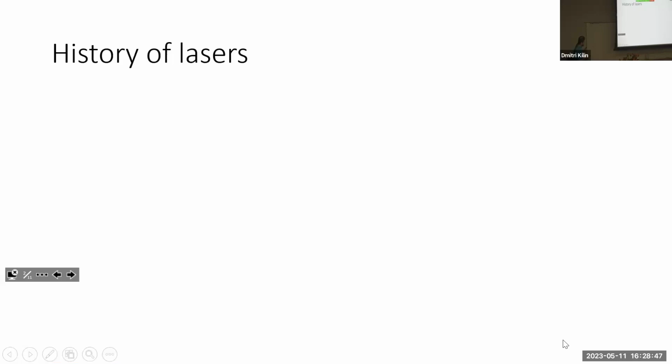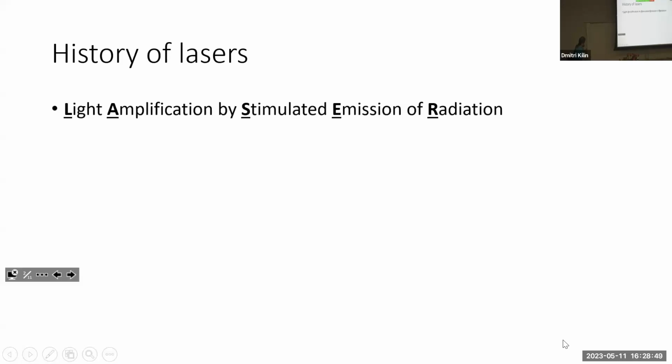And some brief history of lasers. Sorry. So it's light amplification by stimulated emission of radiation. What does that exactly mean? It's not a Z, it's an S.